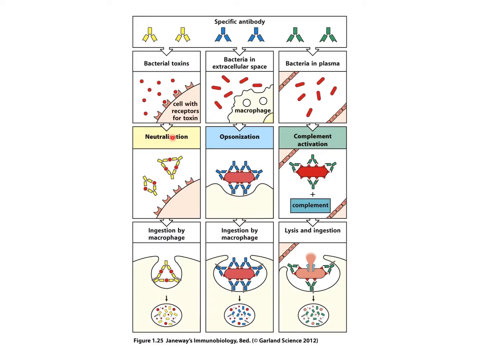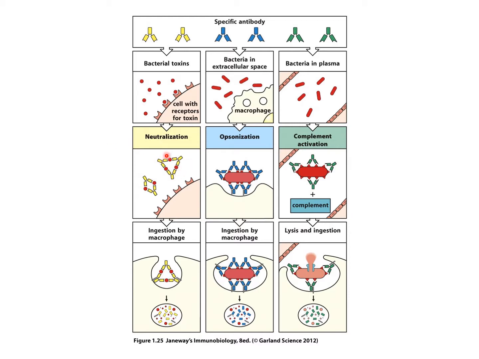By neutralizing, they will bind up the toxin. The different variable regions from different antibodies will bind to the toxin and they will hold it in suspension. For a toxin to work, it has to come into contact with a cell, has to come into contact with a receptor on a cell.